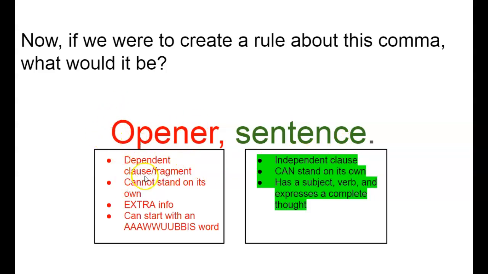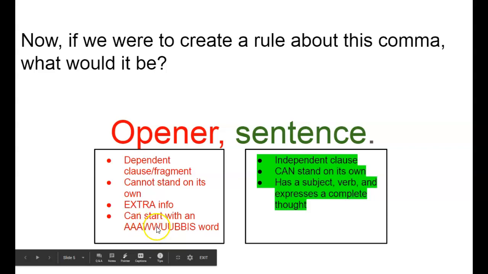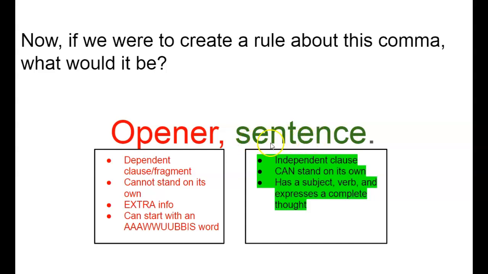An opener cannot stand on its own. An opener is extra information. It might start with what we call an AWOOBUS word, which we're going to talk about in just a few minutes. But then the sentence, notice the sentence is in green. It can stand on its own. It's independent. It has a subject and a verb, and it expresses a complete thought. So this in red is incomplete. It's like stop. It's not totally complete, and also it's extra.